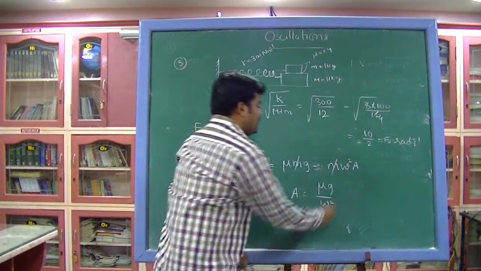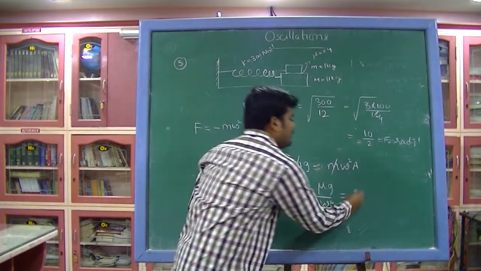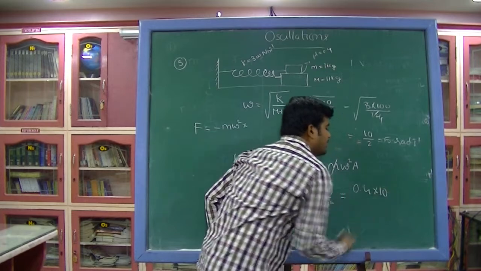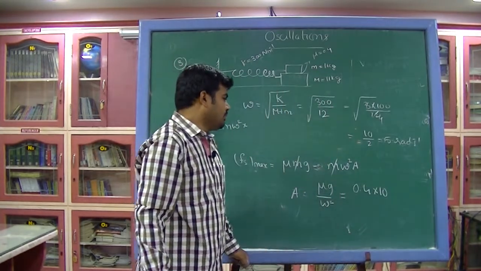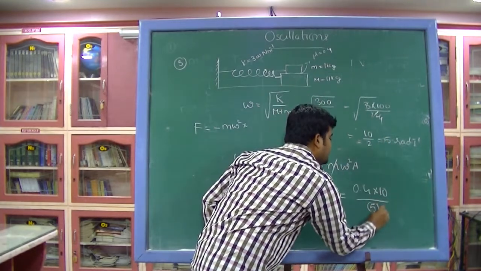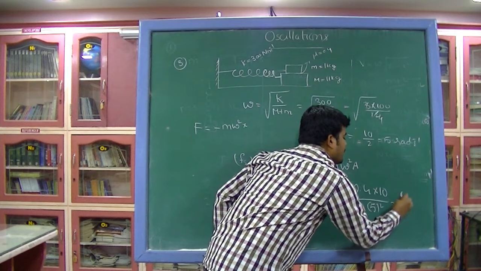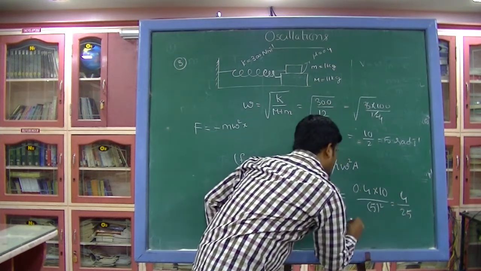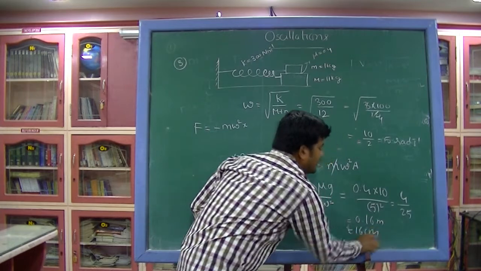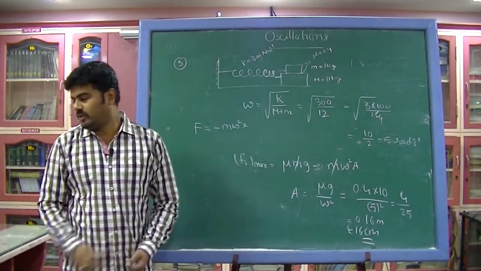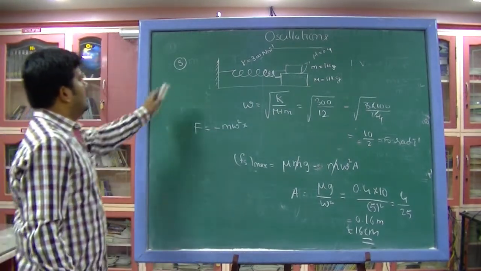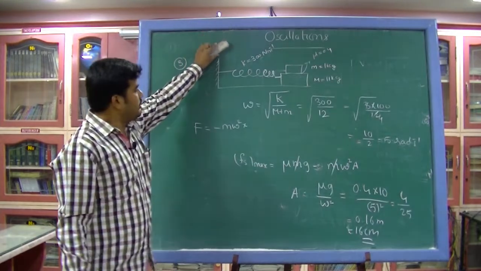So, now let us substitute the value of mu. So, mu is 0.4 into g value 10, let us take g value as 10 for simplicity, divided by omega square, where omega is 5. So, 5 square is 25, that is 10 into 0.4 divided by 25, that is equal to 0.16 meters, or you can say it is 16 centimeters. So, that is the answer for this problem. Now, let us discuss one more problem.